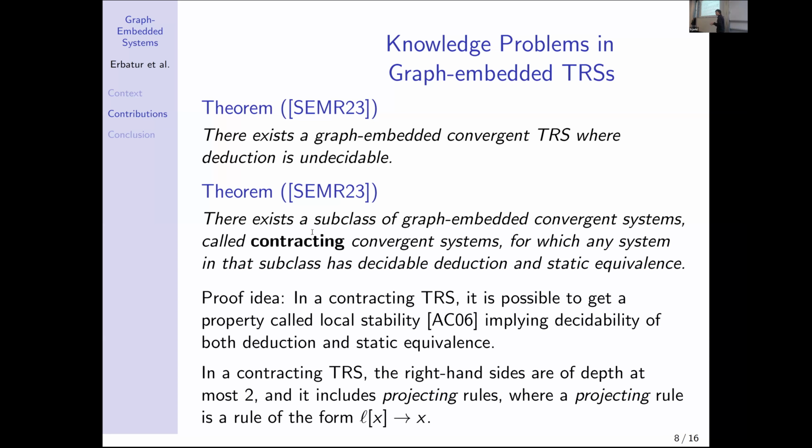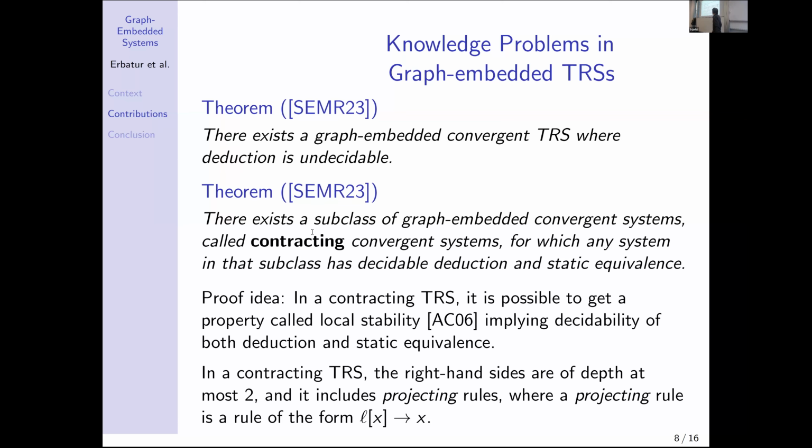And the good news is that for the subclass of contracting term rewrite systems, we have decision procedures for both deduction and static equivalence. This is good news in the sense that it generalizes what we already knew for the subterm convergent term rewrite systems. And in fact, to prove that, we can rely on a property called local stability, which was already designed to show decidability of deduction and static equivalence in subterm convergent term rewrite systems.